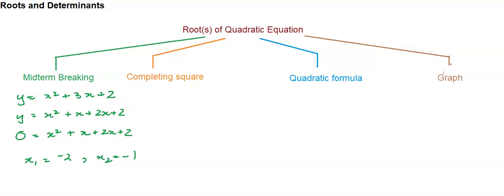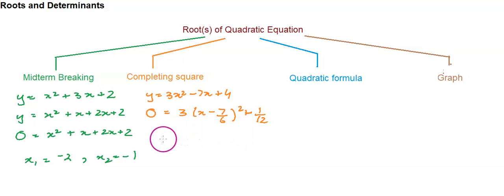Now on to the completing square method. In the completing square method, you convert the quadratic equation into the completed square form. For example, if I have an equation y equals 3x squared minus 7x plus 4, you already learned in the previous video how to convert this equation into the completed square form. So I'll put 0 in the place of y because we're finding the roots. We'll get 3 (x minus 7/6) whole squared minus 1/12, and this will give me x1 equals 1 and x2 equals 4/3.